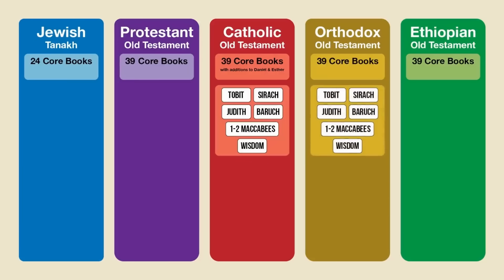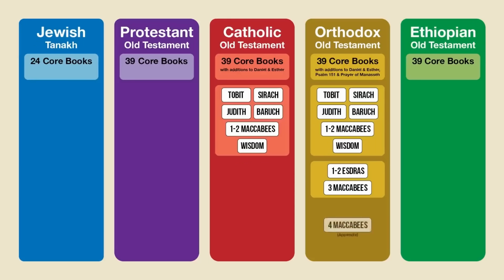However, it also includes 3 more, for a total of 49. These are 1st Esdras, 2nd Esdras, and 3rd Maccabees. It too includes the additions to Esther and Daniel, as well as 1 extra psalm, and an addition to Chronicles known as the Prayer of Manasseh. Finally, the Eastern Orthodox Old Testament also includes a 50th book, 4th Maccabees, but it is listed as an appendix and not one of the core 49.